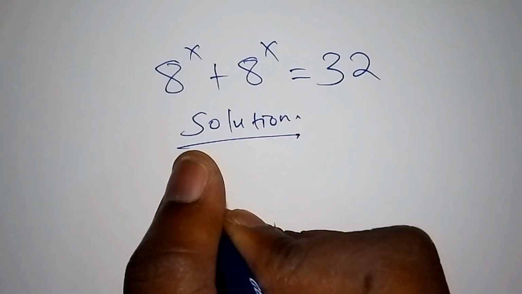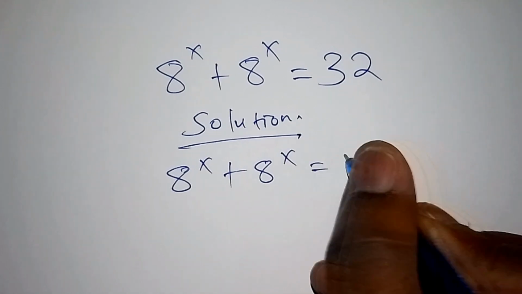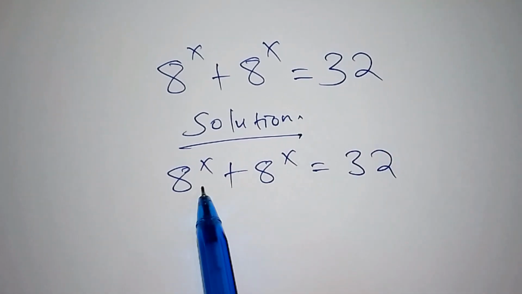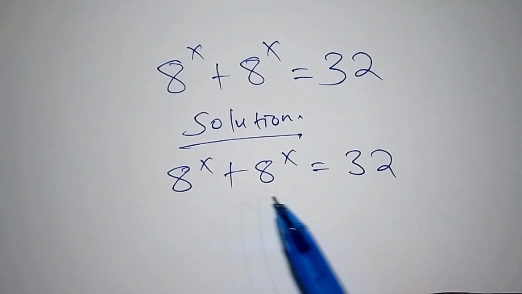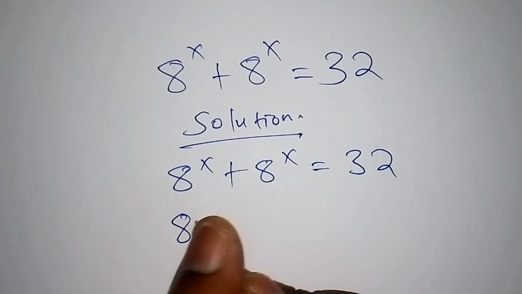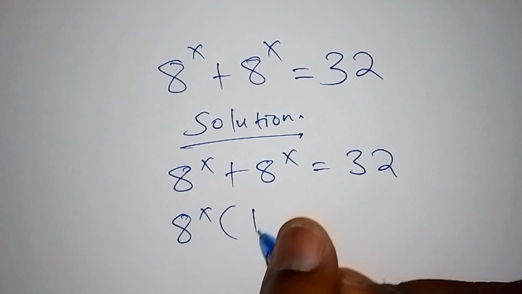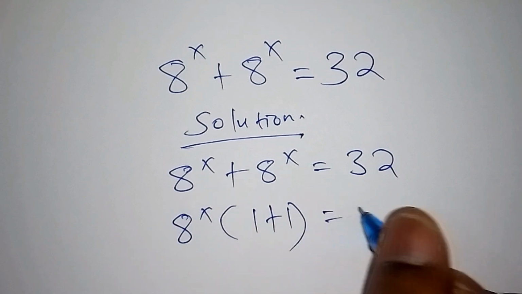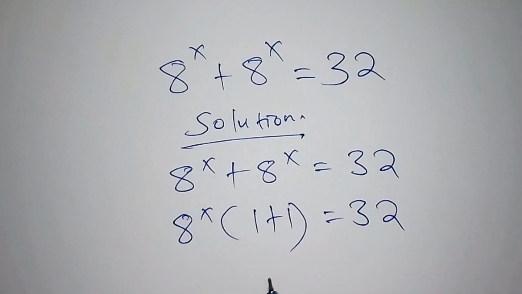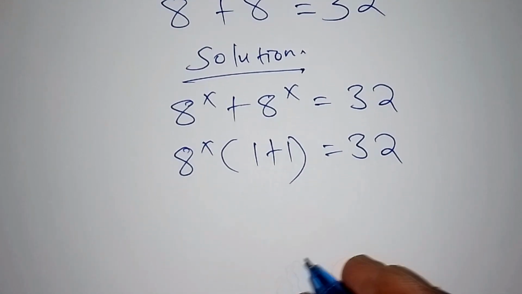So in this solution, we have 8 to the power of x plus 8 to the power of x equals 32. As you can see, 8 to the power of x and 8 to the power of x is common. Now we need to factorize it by writing 8 to the power of x into bracket 1 plus 1 equals 32, simply because when we open this bracket, we shall have 8 to the power of x plus 8 to the power of x.